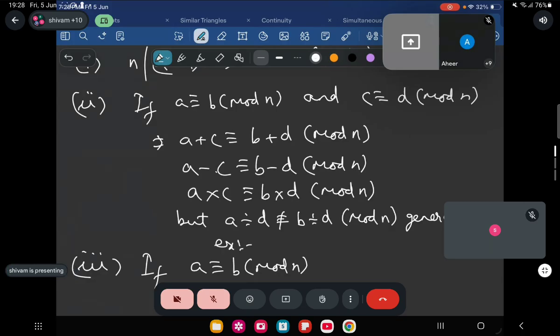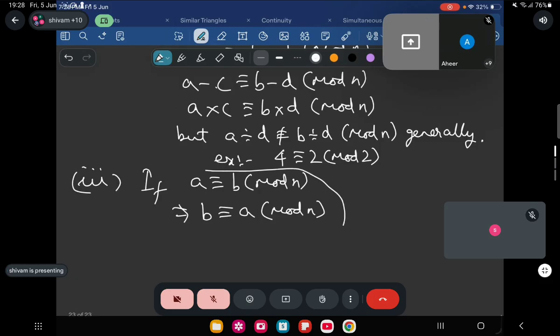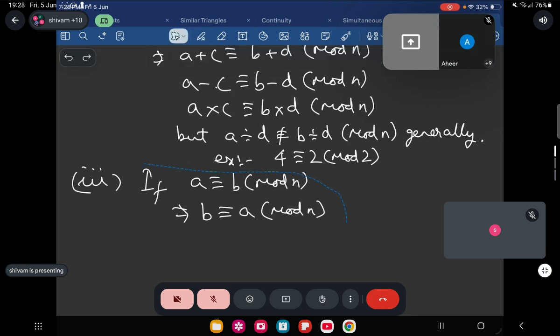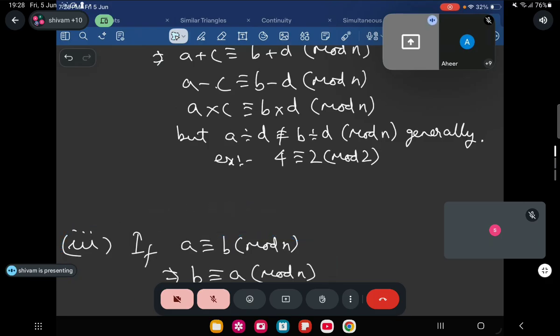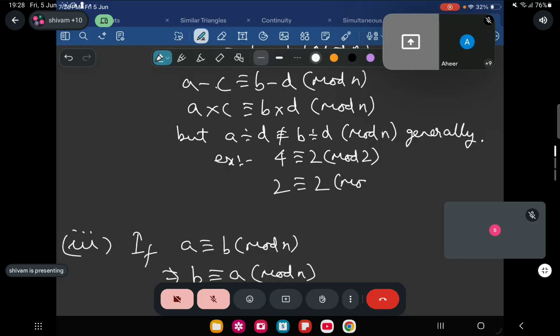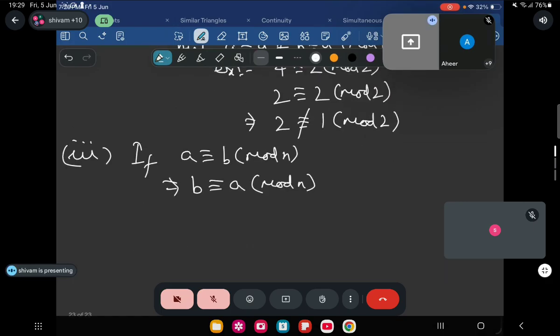For example, you see 4 is congruent to 2 mod 2. Can I say? Yes or no? Yes. And can I say that 2 is also congruent to 2 mod 2? Yes. Right. Okay, when you divide, can I say that 2 is congruent to 1 mod 2? Tell me. Is it possible, 2 minus 1 is divisible by 2? Tell me. No. Understood? Division is not possible.